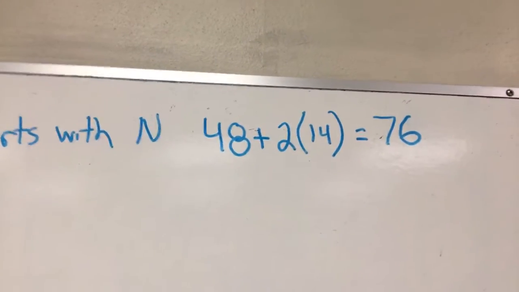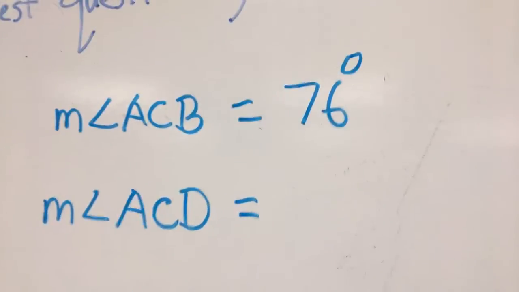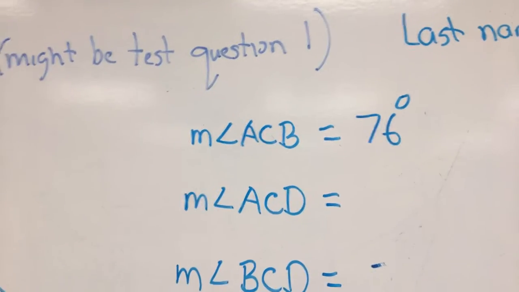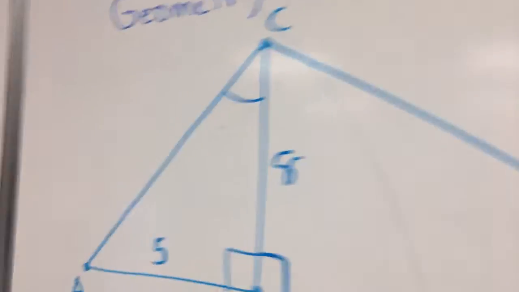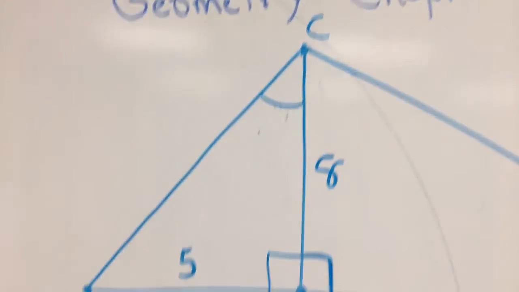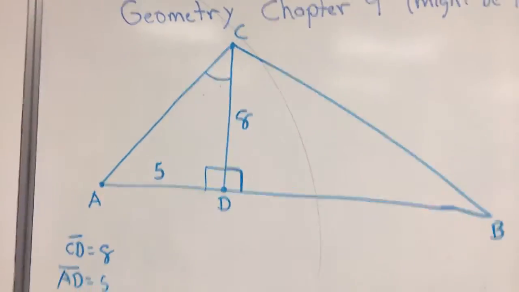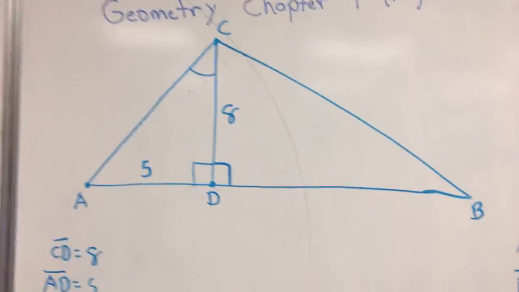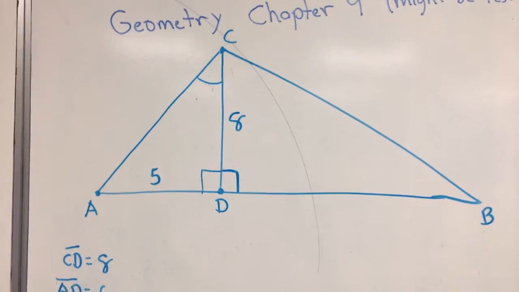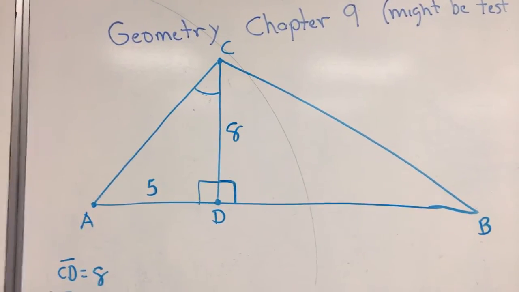So N is a 14, so 48 plus 2 times 14, and that would be 76 degrees. If your last name started with letter N, you would have started with the measure of angle ACB equal to 76 degrees. All right. So I need the measure of angle ACD. To find it, I have a couple different options. I'm going to use one of my trig ratios. I have the opposite side and the adjacent side of angle ACD.